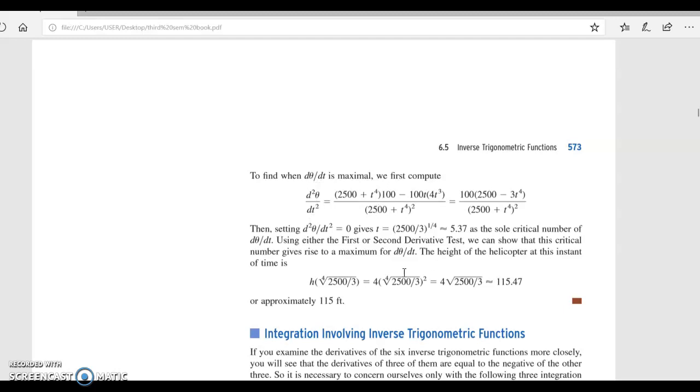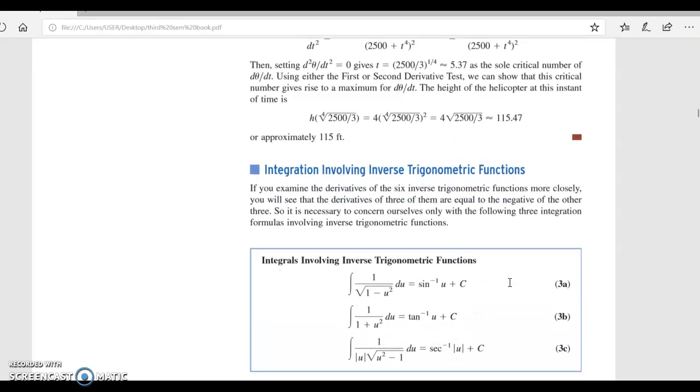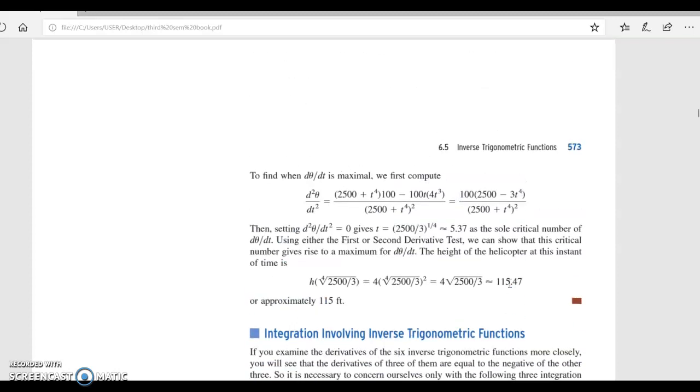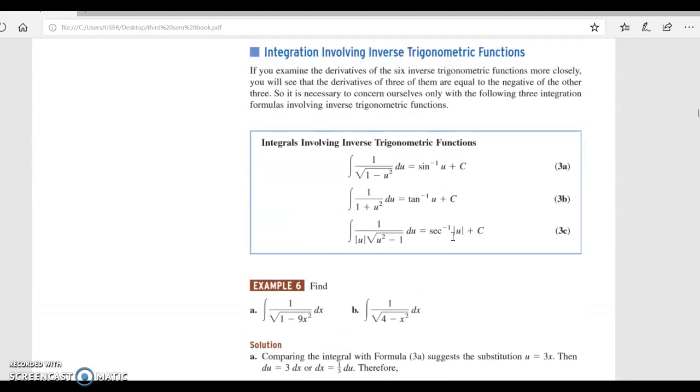So at this point, what will be that h of t? Okay, so 115.47 will be that height. Okay. Here all you have to do is calculate this d square theta by dt square and d theta by dt. Please do it. If any doubt, please ask me. Okay.